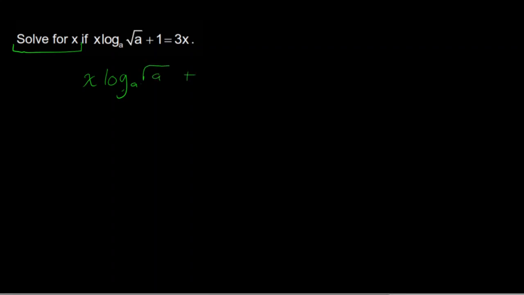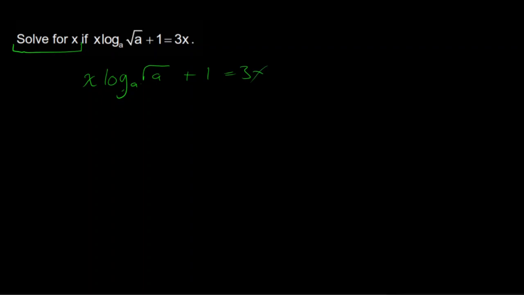Next, well, this one's cute. If x multiplied by log base a of the square root of a plus 1 is equal to 3x, we need to solve for x. Let's just reset up this equation in my not so pretty handwriting. It's x log base a of the square root of (a plus 1), all equal to 3x.